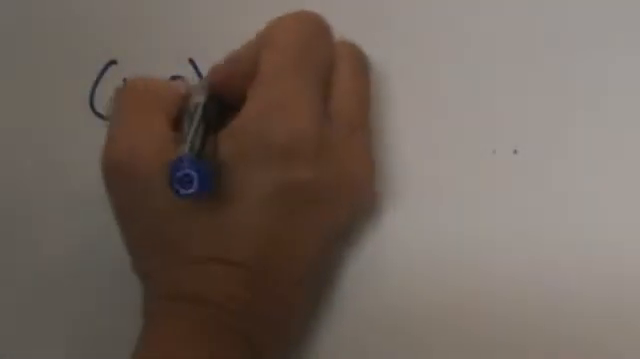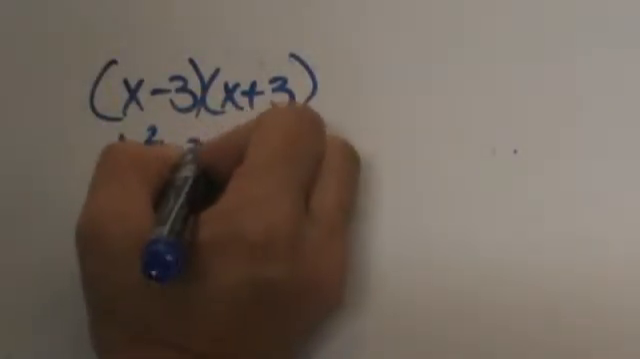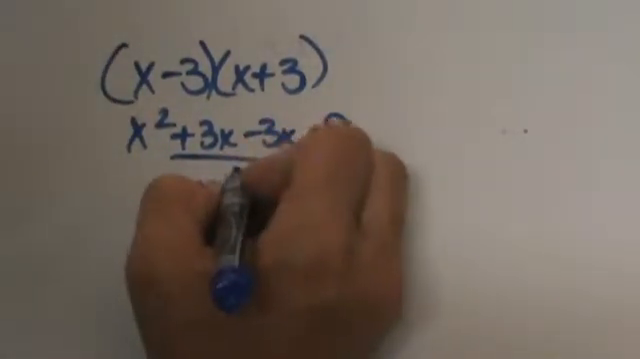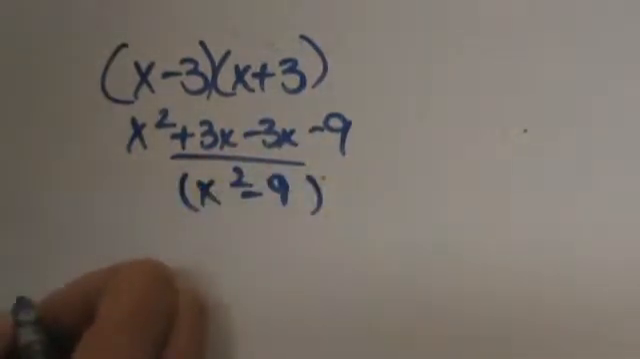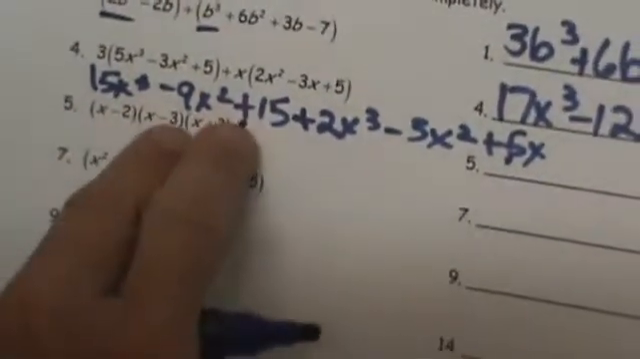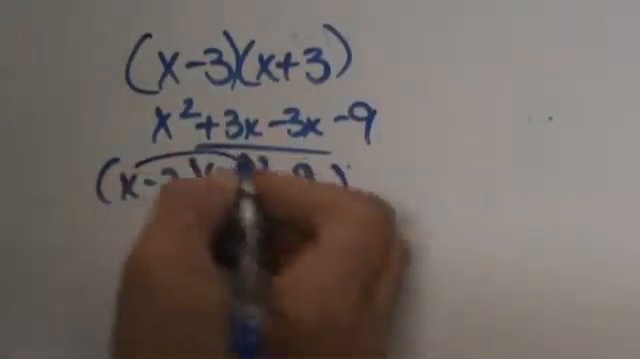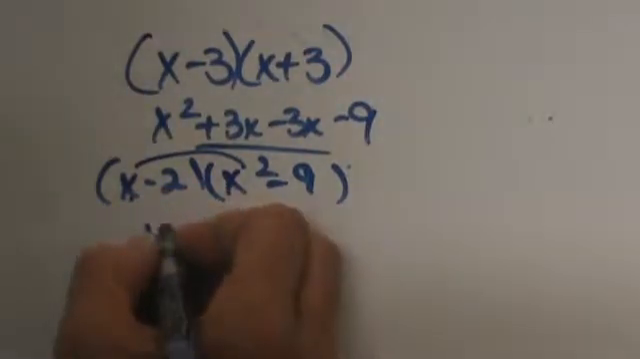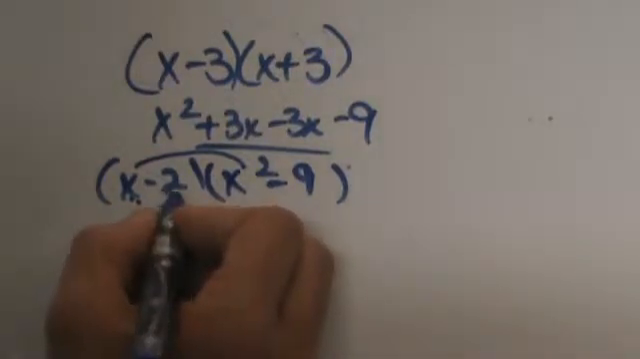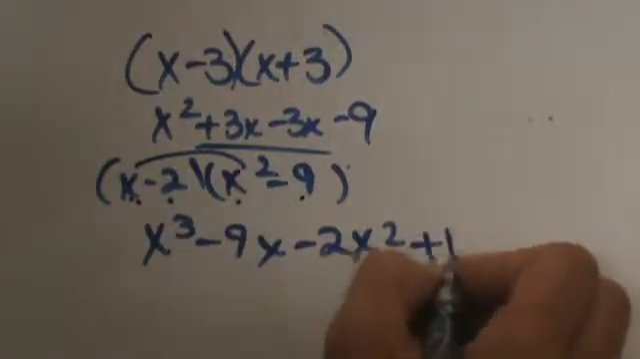X minus 3 times x plus 3. Okay, when you multiply that out, FOIL it out, you get x squared plus 3x minus 3x minus 9. So your middle terms are gone, and you just end up with x squared minus 9. Okay, so that makes it really easy. And then let's just bring down that x minus 2 right here that we need to multiply by. So we multiply these two first, get our difference of squares, and then bring down the x minus 2. Now let's FOIL. So x times x squared is x cubed. X times negative 9 is negative 9x. Negative 2 times x squared is negative 2x squared. And negative 2 times negative 9 is positive 18.